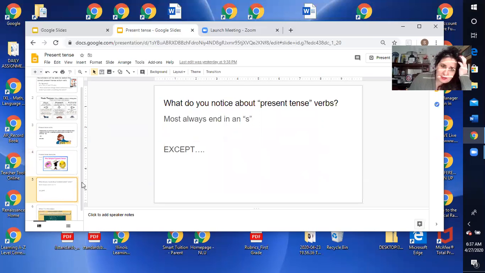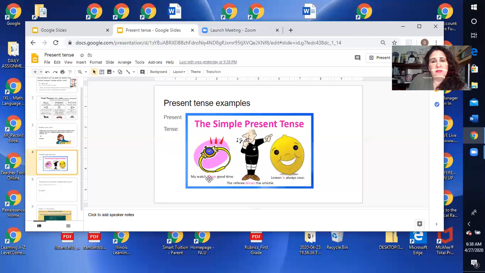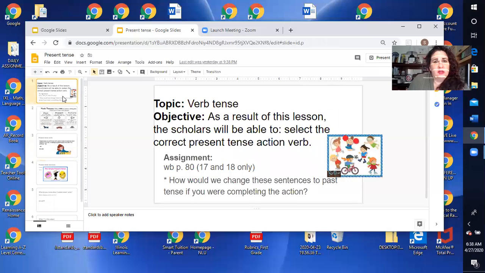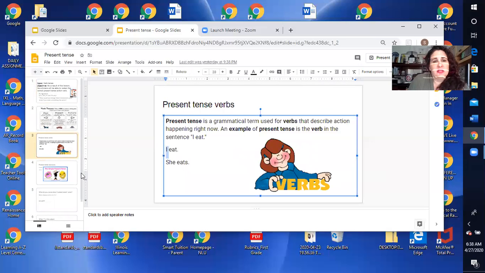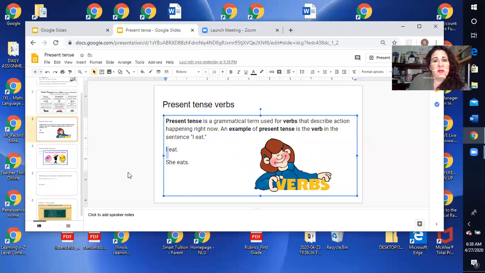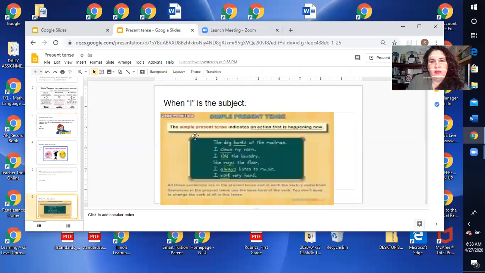What do you notice about present tense verbs? They most always end in an S. Let's go back. Keeps, blows, is. If you look back to one of the first clips, eats ends with an S, except when the word I is in the beginning of the sentence, or when you are talking to somebody or writing about yourself doing something in a story or in a sentence. So we call that when I is the subject. When you are talking or writing about yourself and you are saying, I do this or I do that, you will not put an S at the end of that verb.